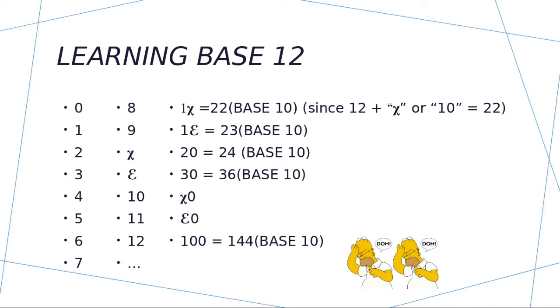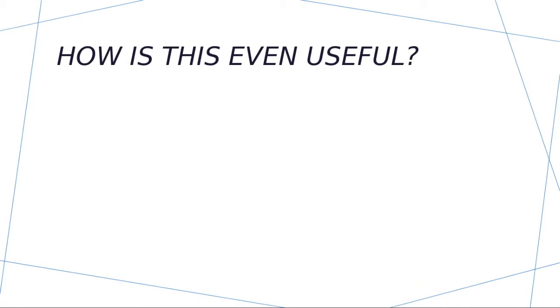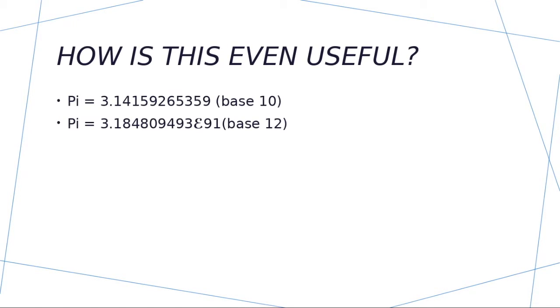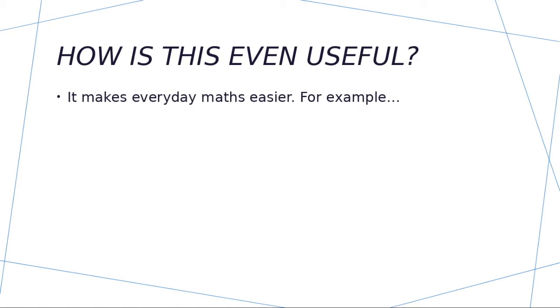So now that we know what the system is, how could it ever be useful since we count in tens? Firstly, let me just say that this doesn't affect serious mathematics at all. Pi is still the same value, but it's just written differently. So what is base 12 good at? For starters, it would make everyday mathematics significantly easier.